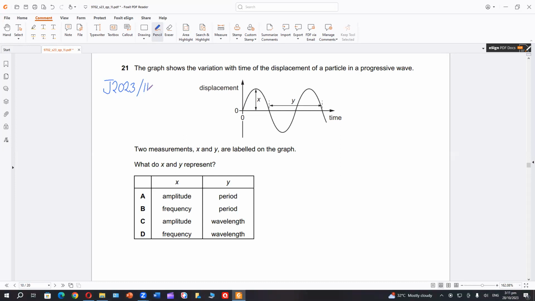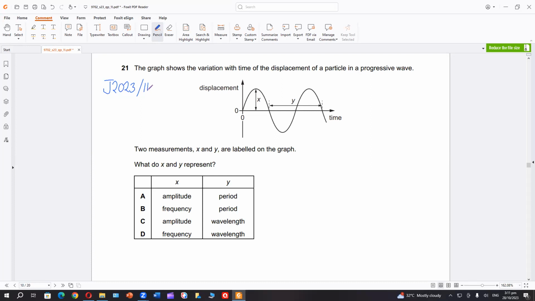The graph shows the variation with time of the displacement of a particle in a progressive wave. Two measurements x and y are labeled on the graph. What do x and y represent? Apparently, it looks like a simple question because x is the vertical side and y is the horizontal side. So it will be A, right? It should be, because x is the amplitude and y is the period.